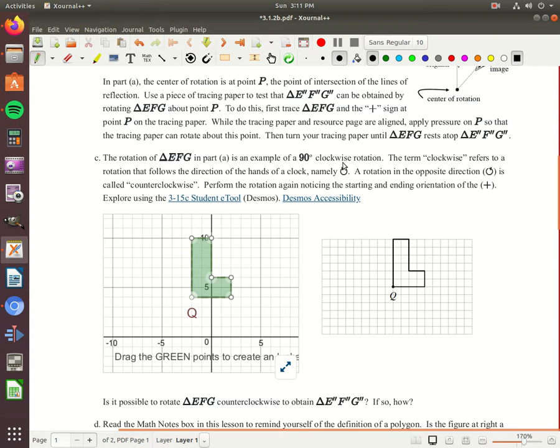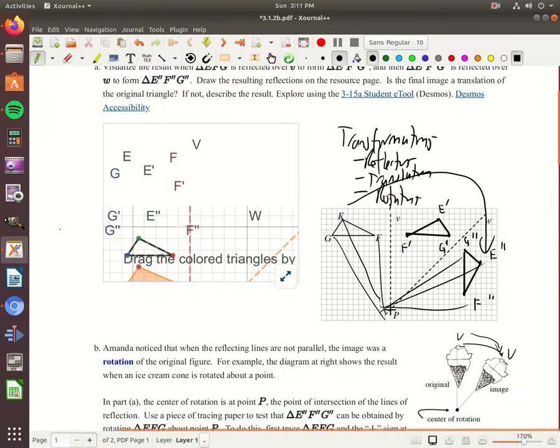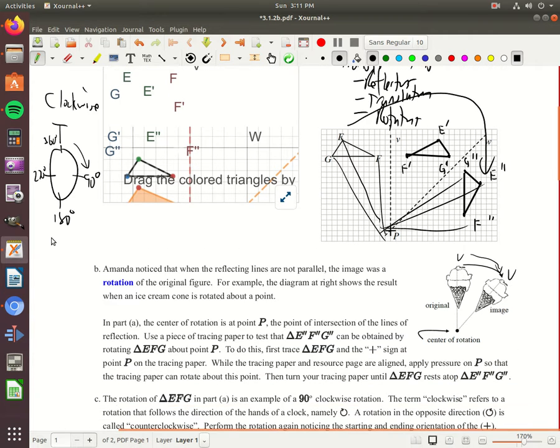So on this one it says the rotation of triangle EFG is an example of a 90-degree clockwise rotation. Again, it's like a clock, the way a clock works. So if this is the top of the clock, this would be the way the clock moves. This is clockwise. This would be 90 degrees. This would be 180 degrees. And this would be 270 degrees. And this would be 0 or 360, right? Because this is known as clockwise. So hopefully you guys know this already. Hopefully I'm not teaching anything right here, but just in case.